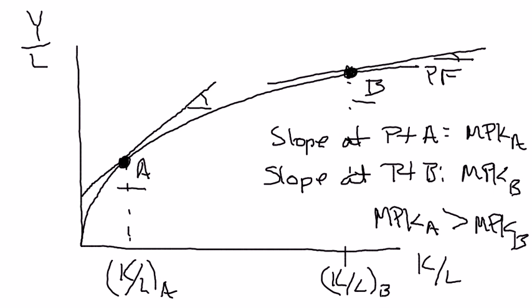Therefore, as the capital labor ratio increases, the principle of diminishing marginal returns says the marginal product of capital will fall. So whatever the marginal product of capital is at point A, it's going to be greater than what it is at point B. Therefore, another way to think about it is the principle of diminishing marginal returns says as you increase the capital stock, or equivalently in this case the capital labor ratio, the marginal product of capital falls. So the marginal product of capital at point A should be larger than it is at point B.